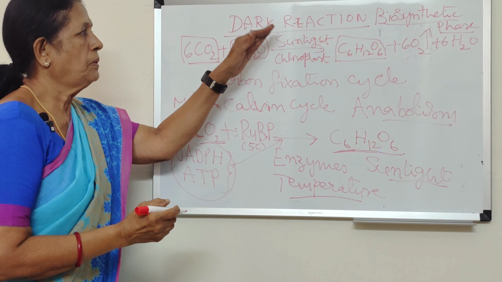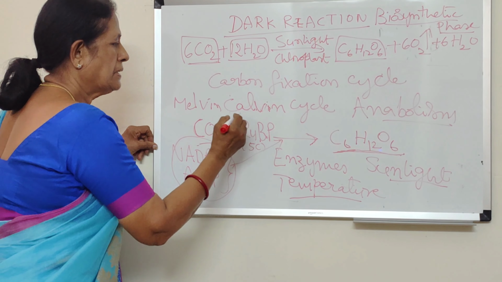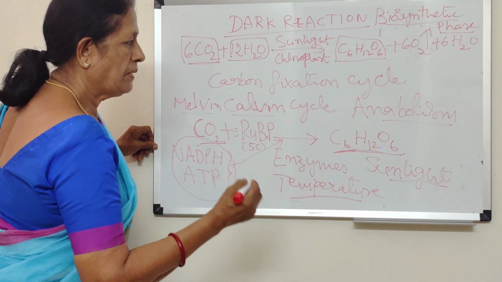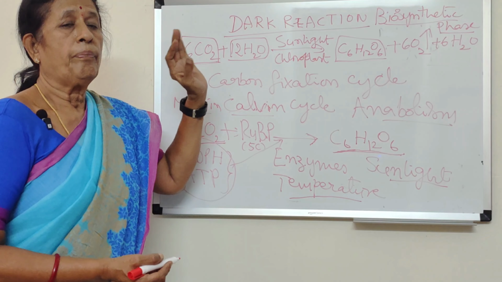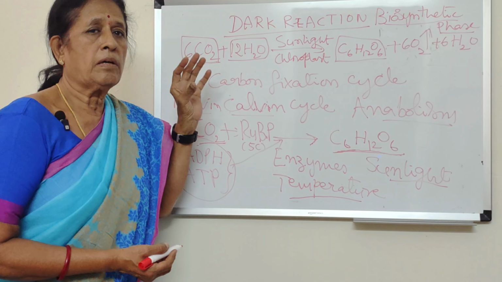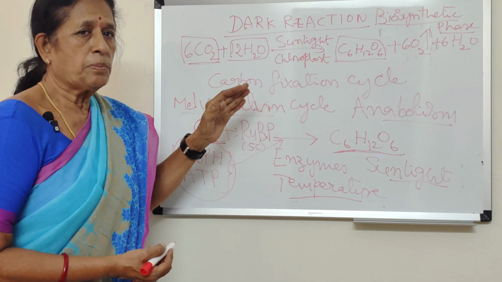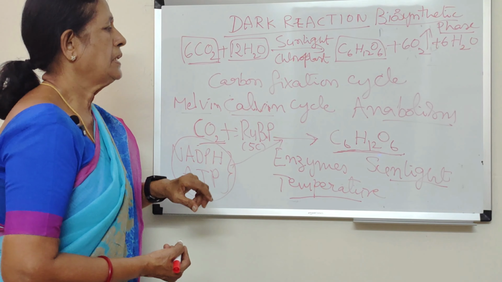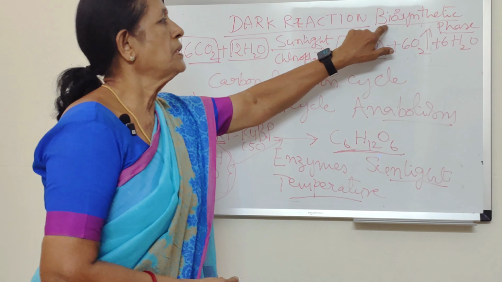So this is about the dark reaction. It is also called the Calvin cycle, because Melvin Calvin discovered the sequence of reactions. It is also called a carbon fixation cycle. That means the carbon present in the form of carbon dioxide in the atmosphere is getting fixed in the form of glucose. That is why it is called a carbon fixation cycle, and it is called a biosynthetic reaction.